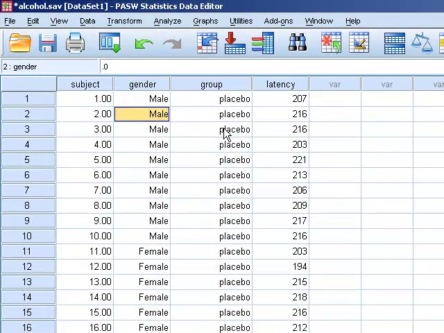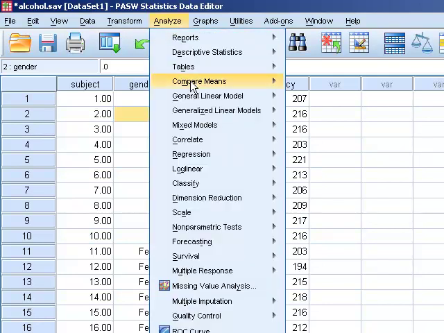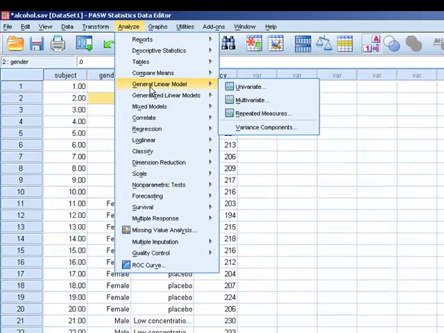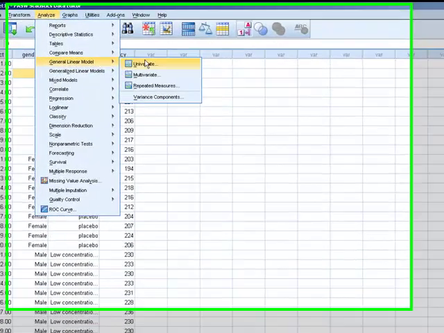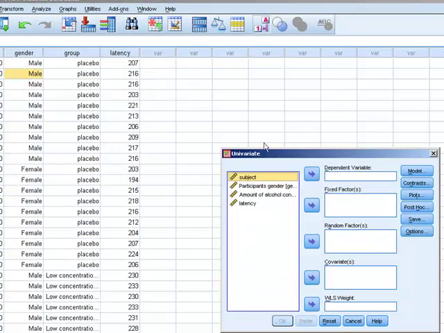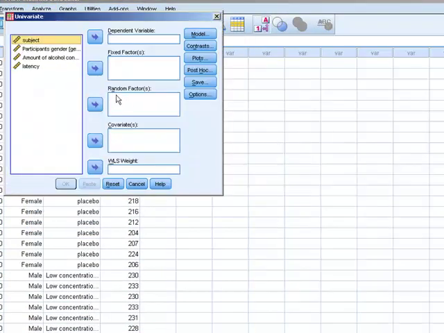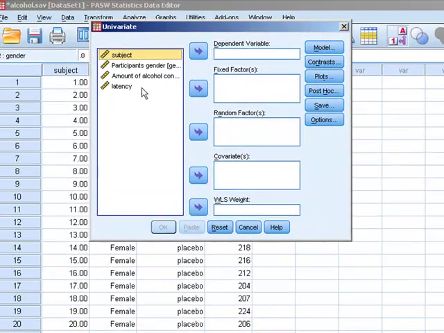We've got meaningful labels on the output, which is going to help us interpret the output. To actually run a factorial ANOVA, we go once again to the Analyze menu, General Linear Model. Now because this is 2 factors, we don't want to do compare means for a single factor. We go to General Linear Model, Univariate. Okay. From here we put our dependent variable. The dependent variable is the thing that's being measured, so it's latency for the task.